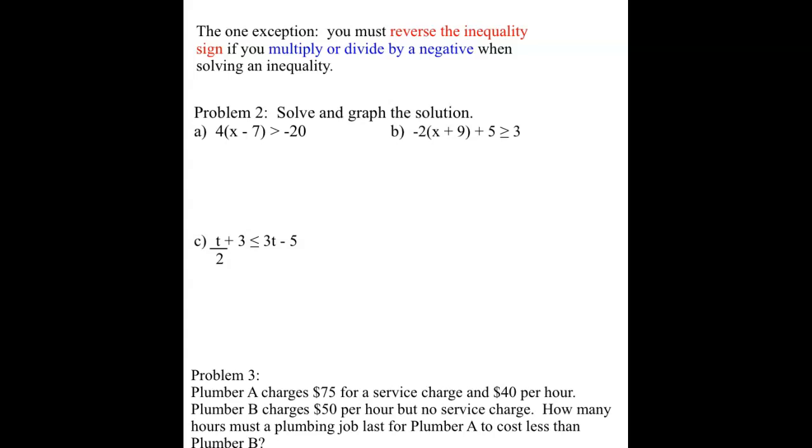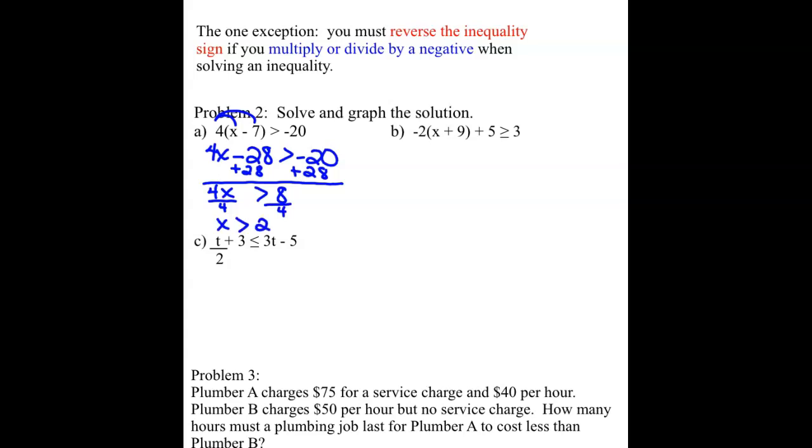All right, our first example is 4 times the quantity x minus 7 is greater than negative 20. We're going to distribute to get rid of our parentheses. So we have 4x minus 4 times 7 would be 28. We have all of our variables on one side, so we're going to get our constants to the other side. I'm going to add 28 to both sides. We now have 4x is greater than an 8. Negative 20 plus 28 would be 8. Our last step to solving this is going to be to divide out the 4. So we end up with the statement x is greater than 2.